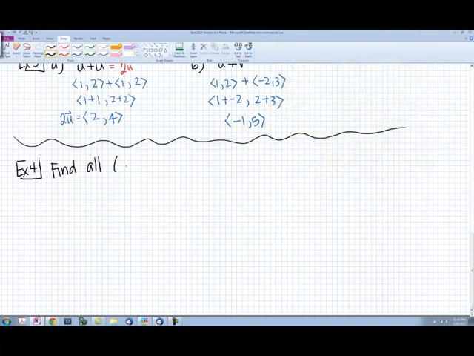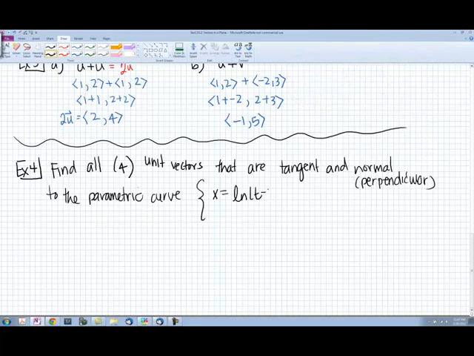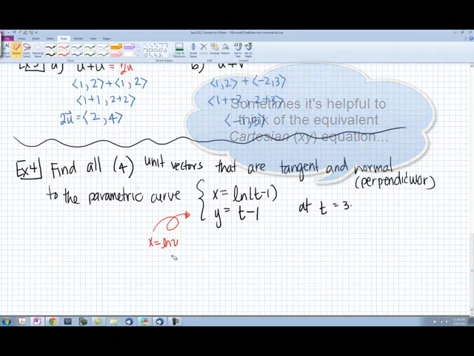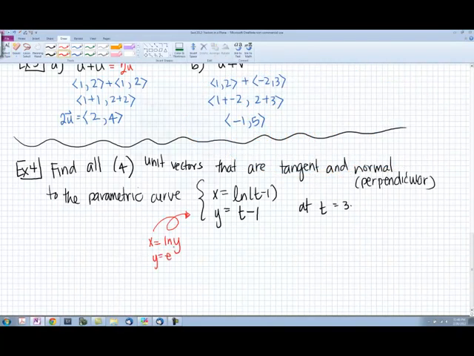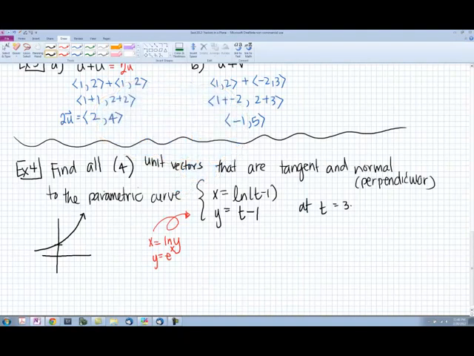Find all 4 unit vectors that are tangent and normal to the parametric curve x equals ln of t minus 1 and y equals t minus 1 at the point t equals 3. This is really x equals ln of y, or y equals e to the x power. Now I want to know where the unit vectors, tangent and normal, are at the time t equals 3.